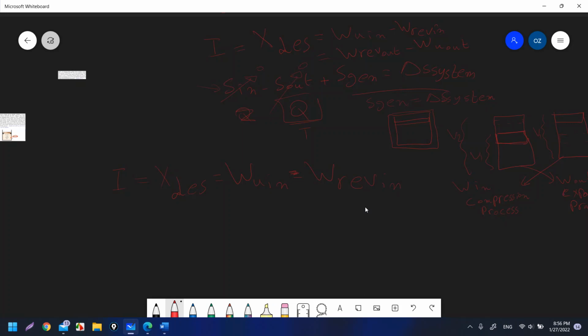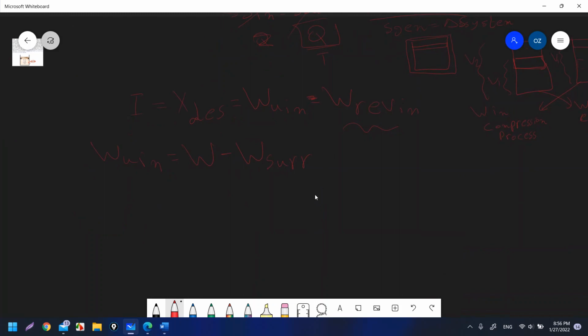You have to use the exergy balance to find the reversible work, and for the useful work we already have an equation. For the useful work, the equation is the work in the process, or the actual work in the system, minus the work of the surrounding. The work of the surrounding is already known to us as P naught times V2 minus V1.